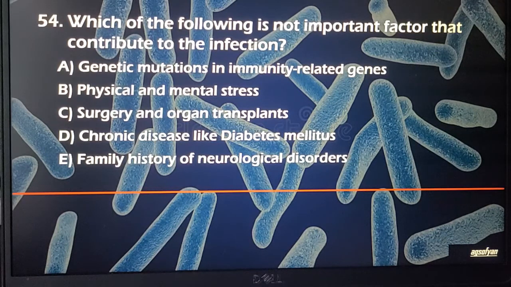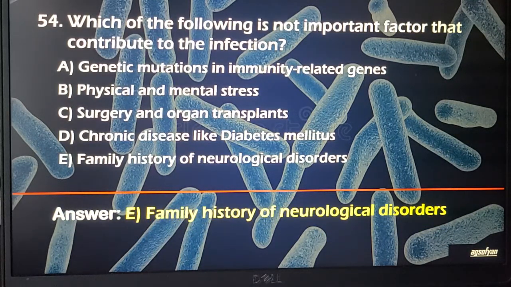Number 54. Which of the following is not an important factor that contributes to infections? A. Genetic mutation in immunity-related genes. B. Physical and mental stress. C. Surgery and organ transplants. D. Chronic disease like diabetes mellitus. Or E. Family history of neurological disorders. Choose your answer. Yeah, the answer will be family history of neurological disorders.